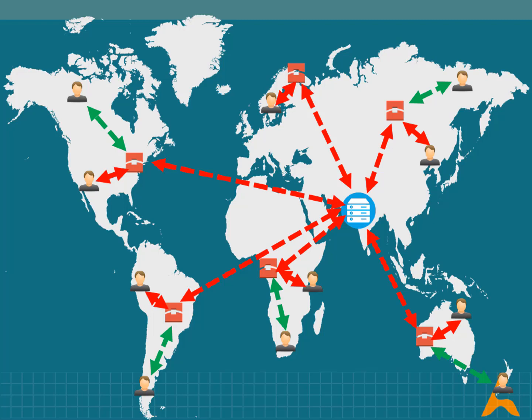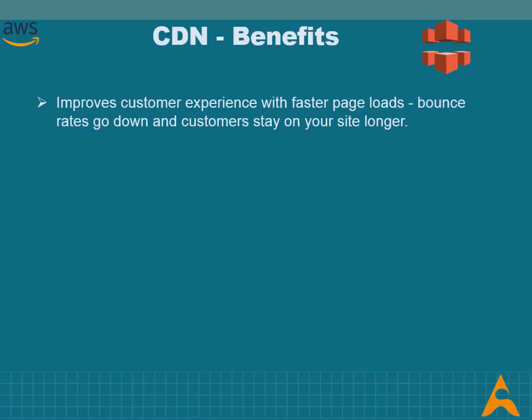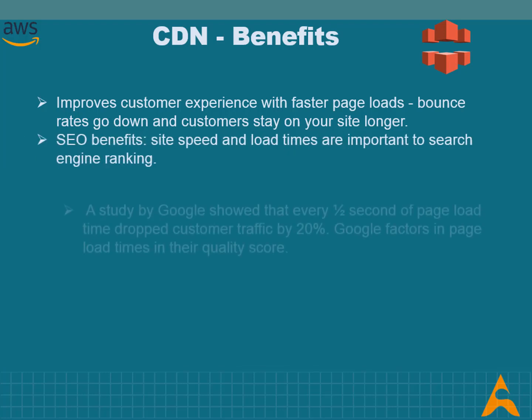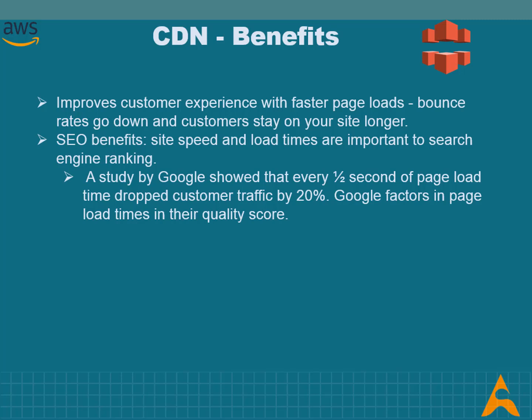There are various benefits of a content delivery network. It improves customers' experience with faster page loads, the bounce rate goes down, and customers stay on your site longer. With a content delivery network, the content is cached at the edge location and loading time is almost nil. There are search engine optimization benefits also. For any site to get into the top position, its speed is important. Users do not want to wait for the site to load. If the site is slow, the user will go.